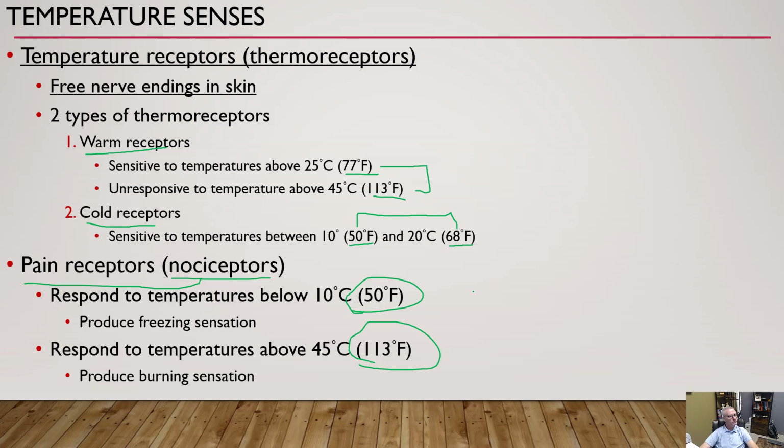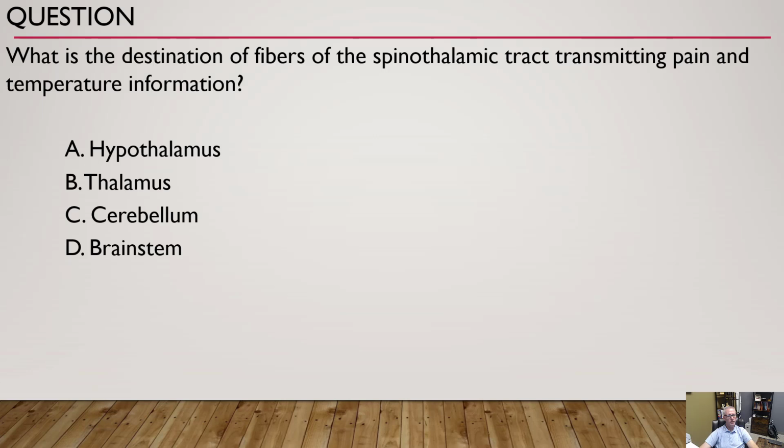All right, so what is the destination of fibers of the spinothalamic tract transmitting pain and temperature information? All right, so this one should be an easy one. Don't read into the question.